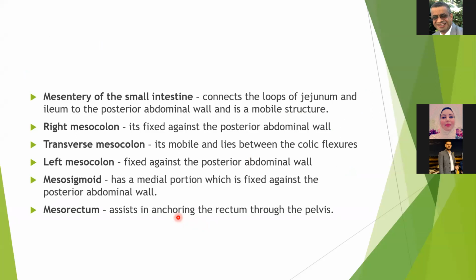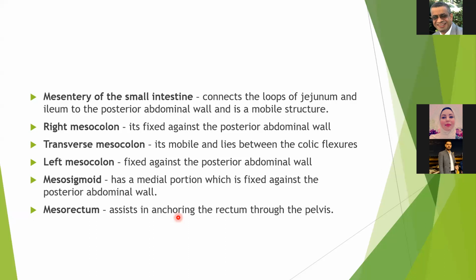The mesentery of the small intestine connects the loops of the jejunum and ileum to the posterior abdominal wall and is a mobile structure. The right mesocolon is fixed against the posterior abdominal wall. The transverse mesocolon is immobile and lies between the colic flexures. The left mesocolon is fixed against the posterior abdominal wall.